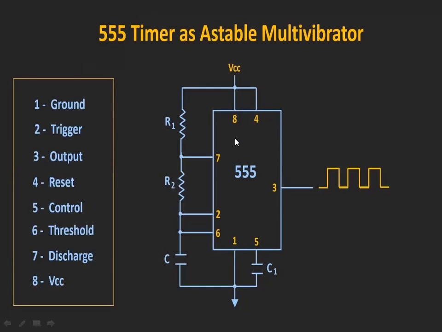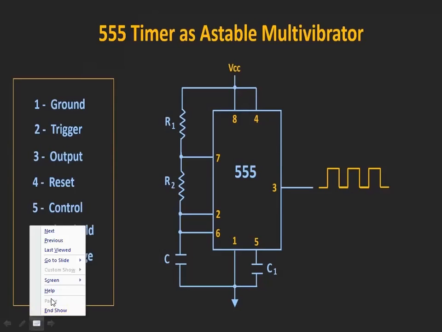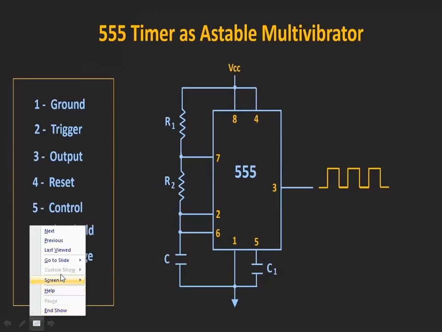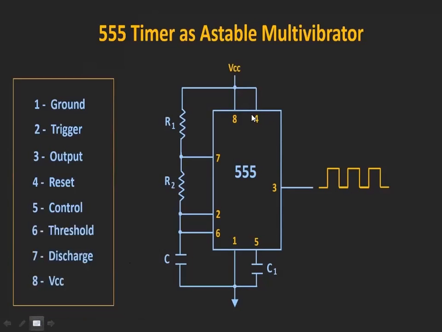As we have discussed, the 4th pin is the reset pin. If we are not using this reset pin, then what we have to do? We have to connect this reset pin to VCC. When we connect the reset pin to VCC, it will not reset. So we have to make it high in all conditions.